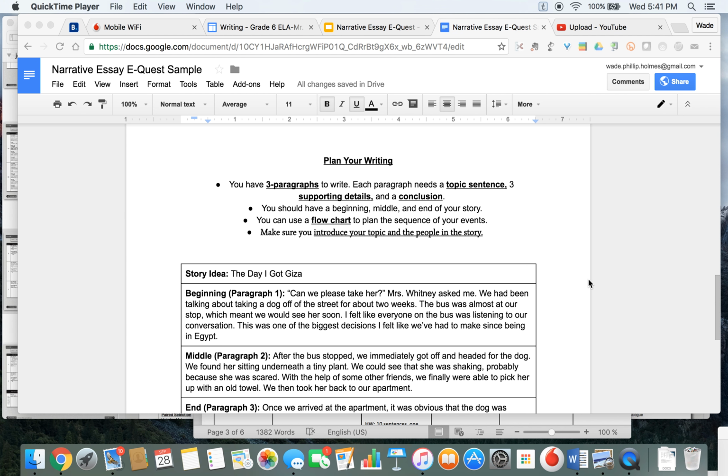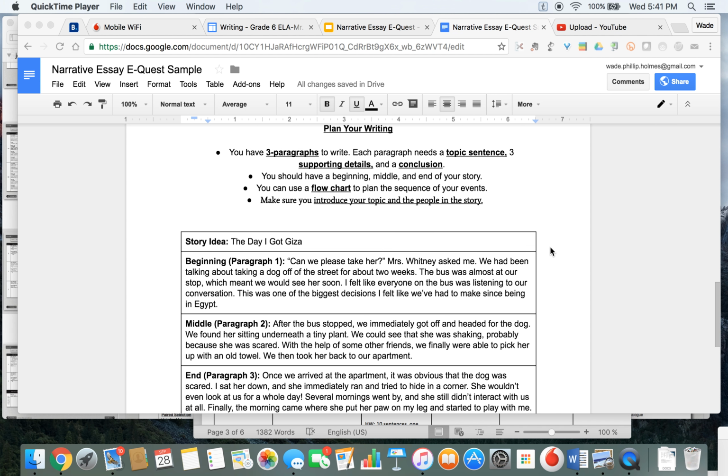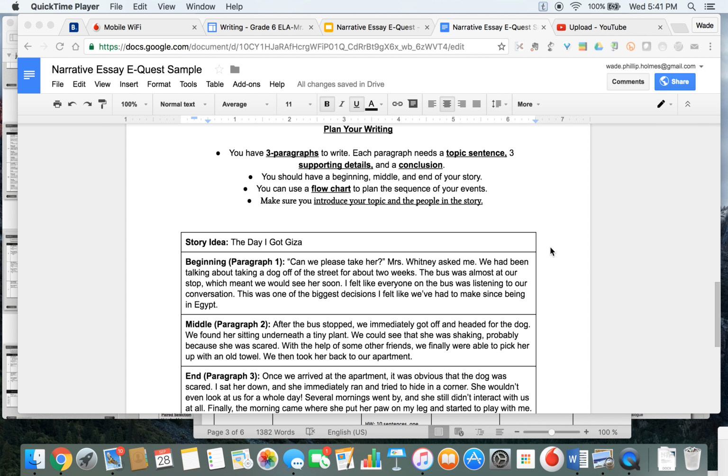All right, so after you have picked a story idea, the next part of your writing process for your essay is to plan your writing. Now, this is a 3 paragraph essay. It's the only time we're going to do 3 paragraphs because in middle school we do 5 normally, but remember we're taking small steps. So this is a 3 paragraph paper.